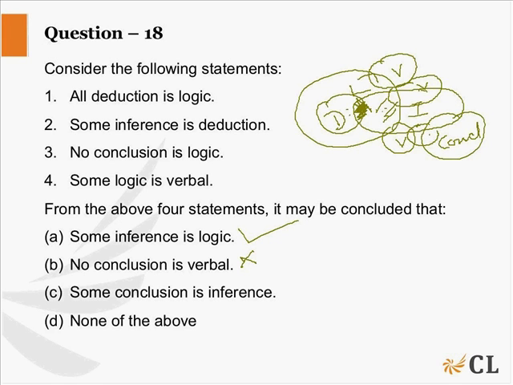Now, please understand, here it says that some inference is deduction. Inference and deduction we know, right? And conclusion is logic. So conclusion can be a part of logic here without being a part of inference as well, right? So this can be incorrect. And none of the above, of course, is not your answer. So A becomes your answer choice.